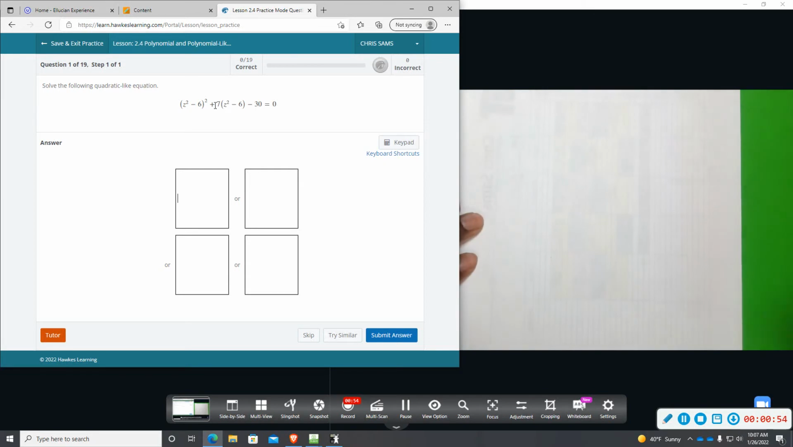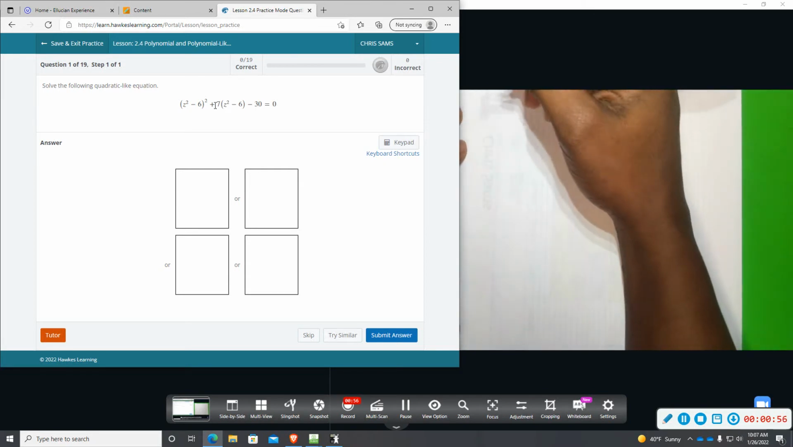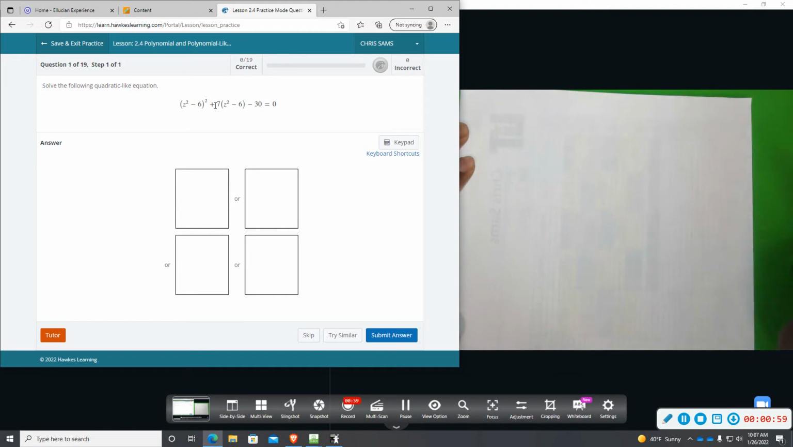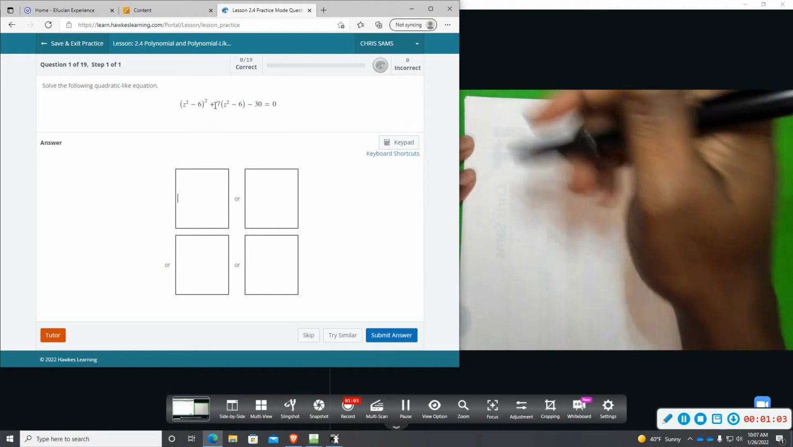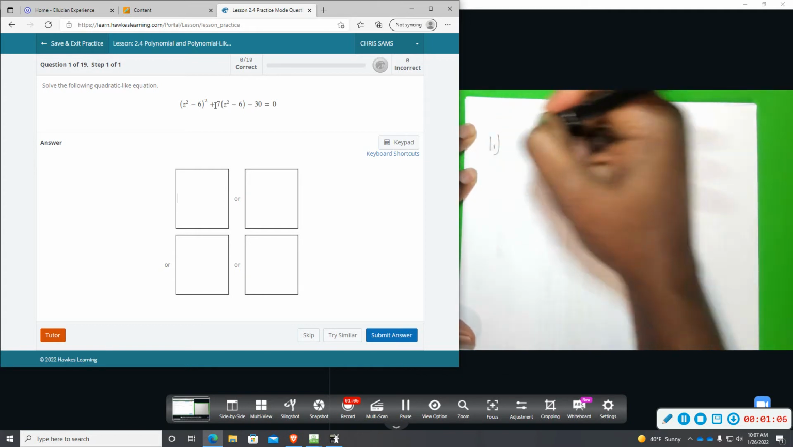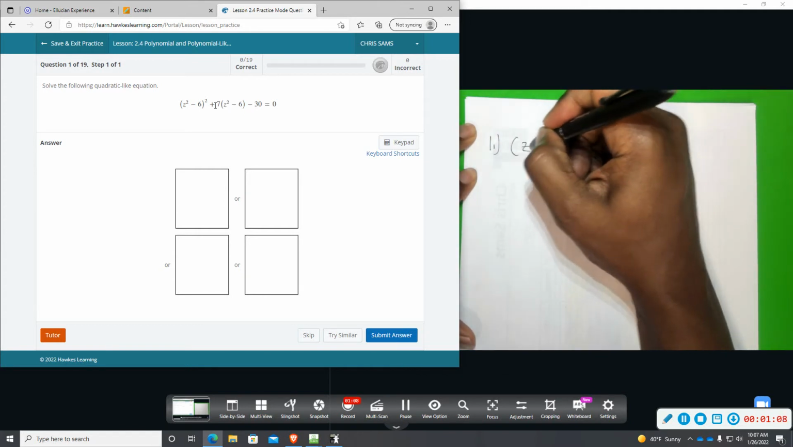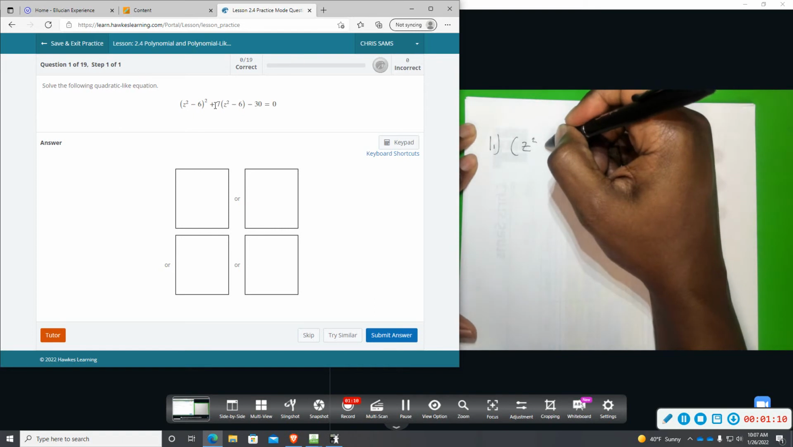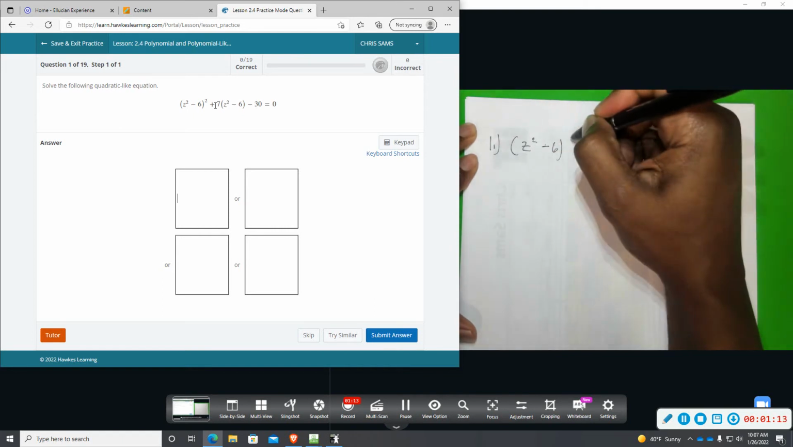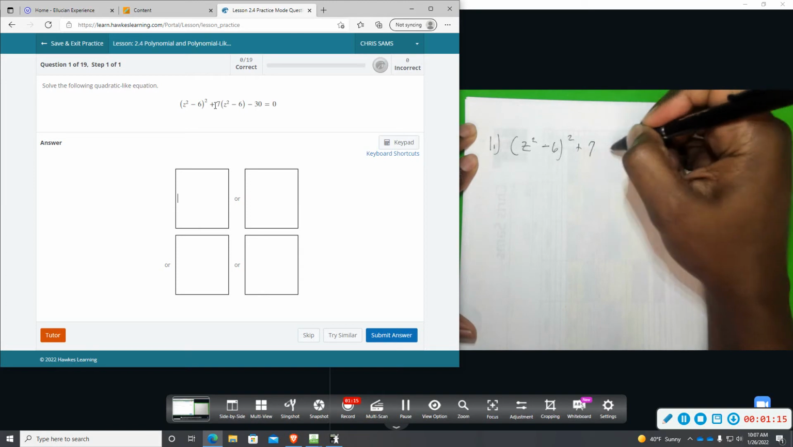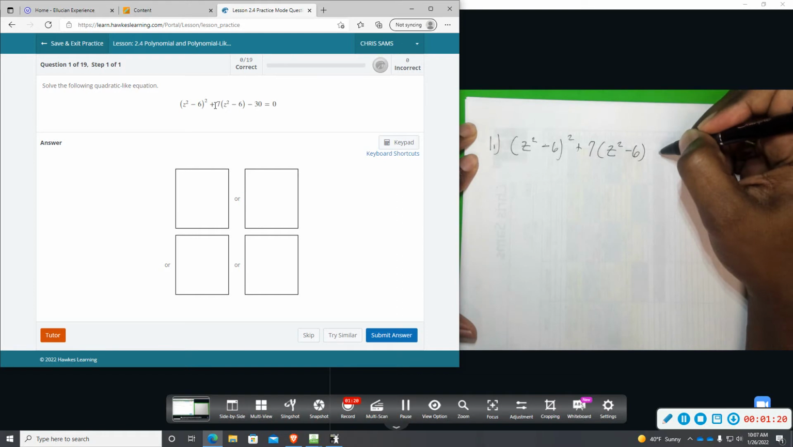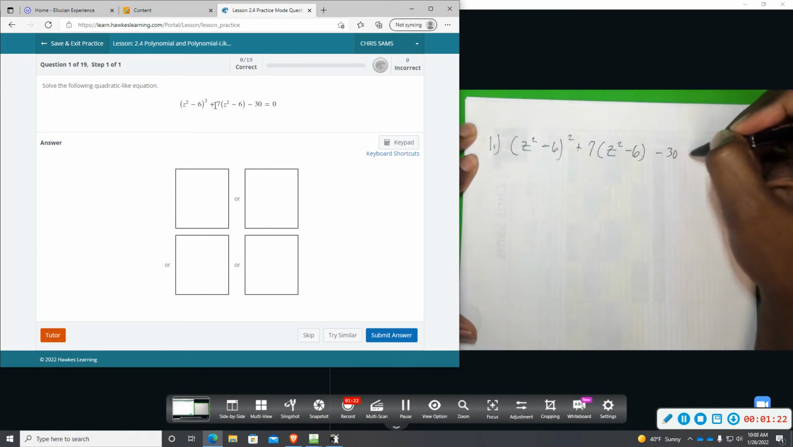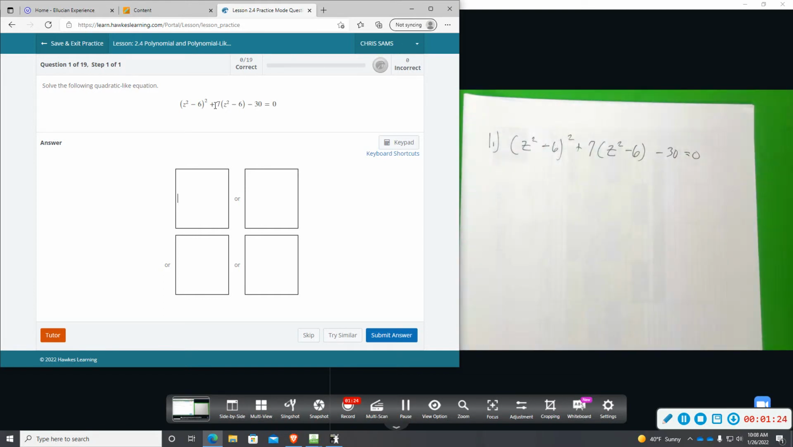I'm going to try to write a few down because once I skip, I can't go back in the practice mode. I think it's even that way in certified. Once you move forward, you cannot go back. So the first problem, I'm going to write that down. That is z squared minus 6 squared, and then plus 7 z squared minus 6, and then minus 30 equals 0. Okay, so I'm going to write that one down, and then I'm going to skip.